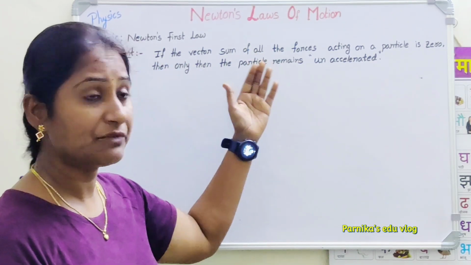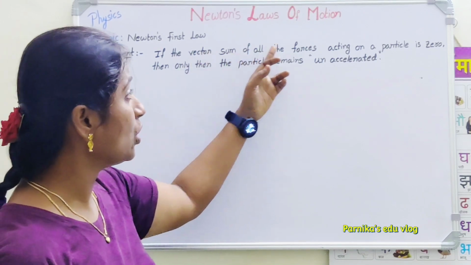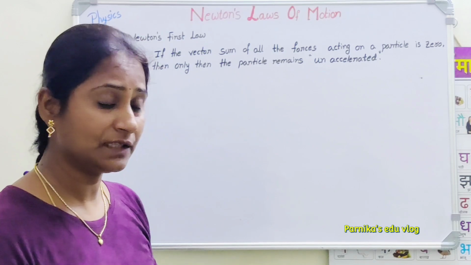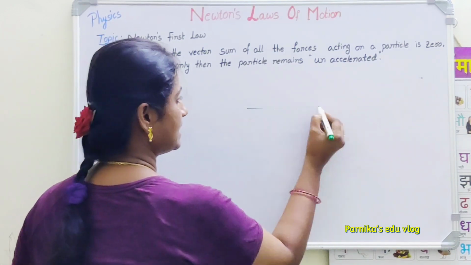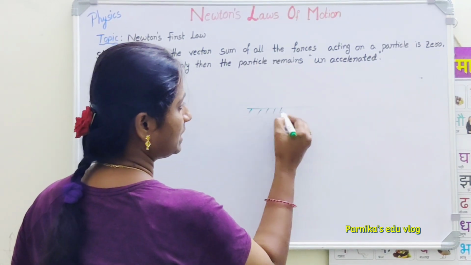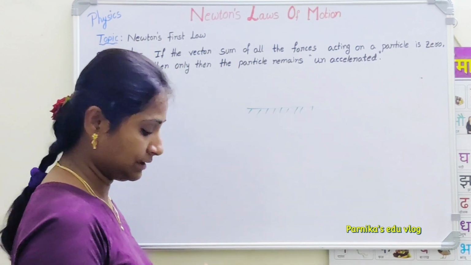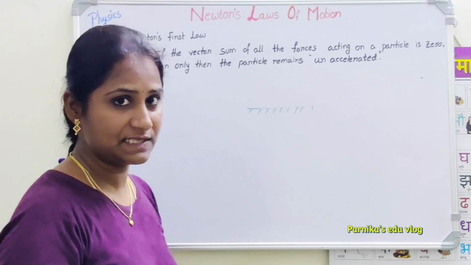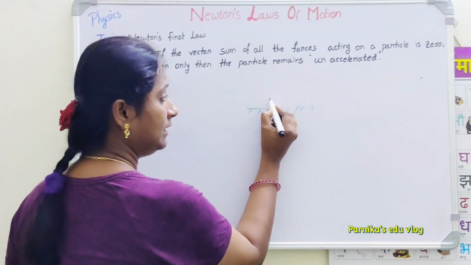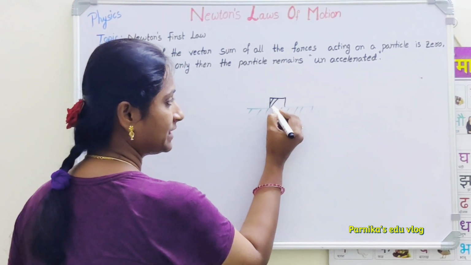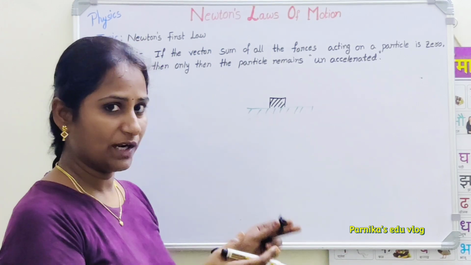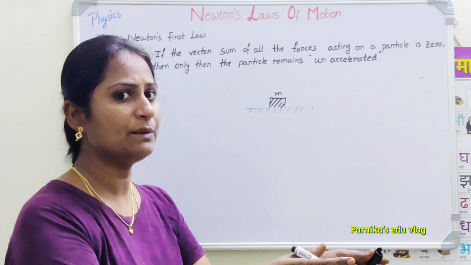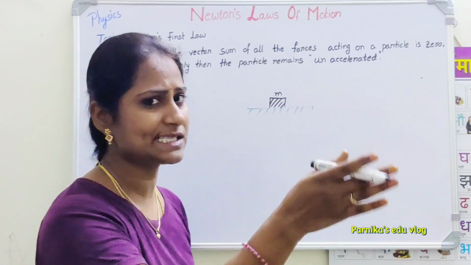So let us see the statement first. If the vector sum of all the forces acting on a particle is 0, what is the meaning of that? Let us consider one table, and on the table I am placing one block of object which has mass m.